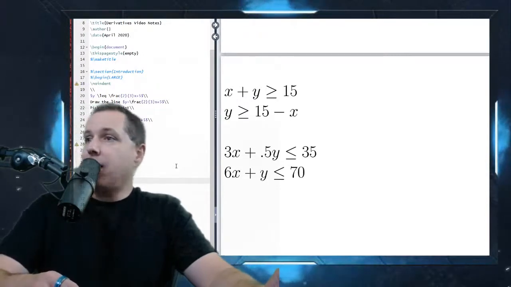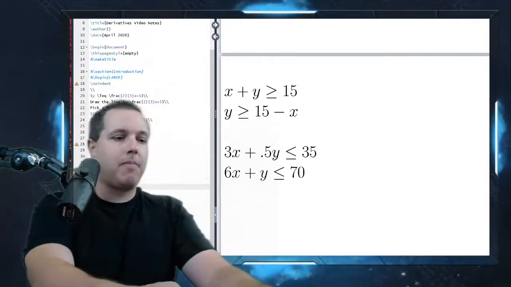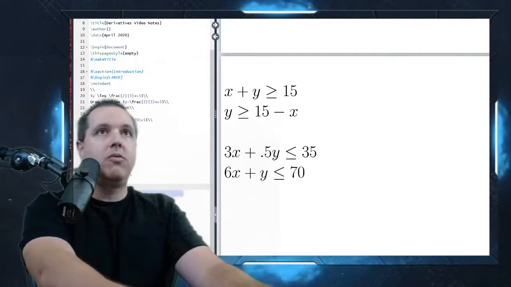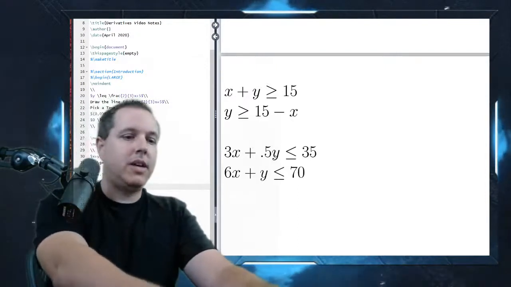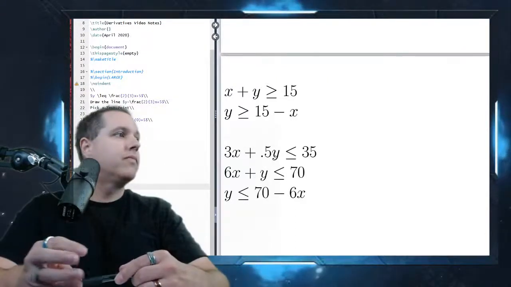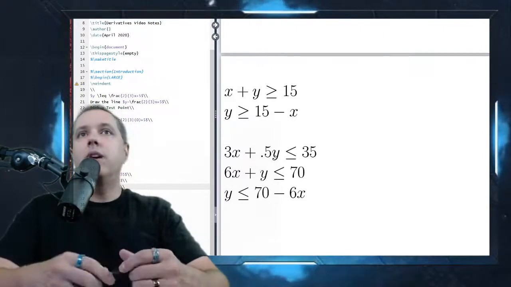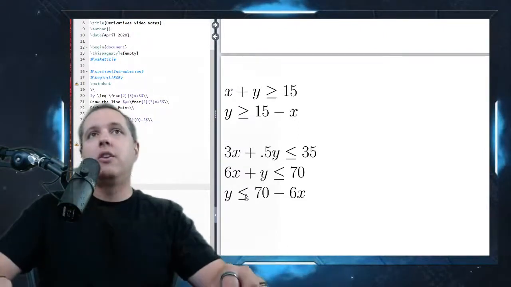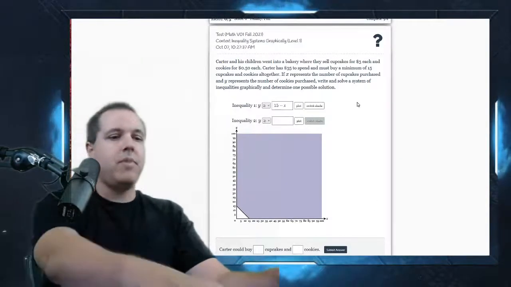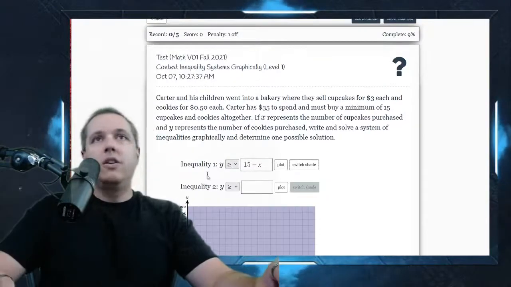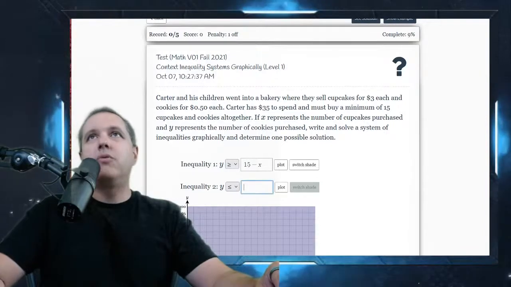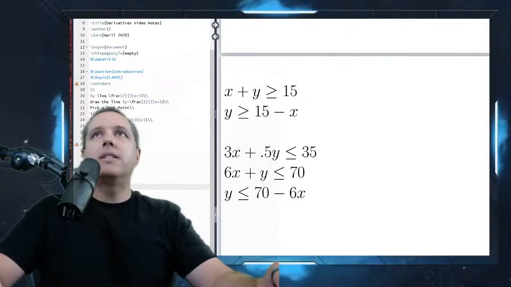And now I can subtract 6x from both sides. So y is less than or equal to 70 minus 6x. Okay, there's our second equation or inequality. So we need a less than and then 70 minus 6x. So I go back here. Now, I'll blow this up so you can see it. It's a greater than. So what you do is click this and say we want less than or equal to. And what was it? 70 minus 6x.